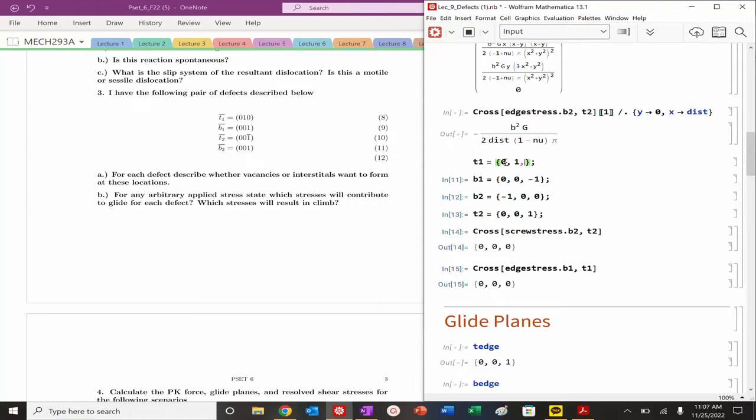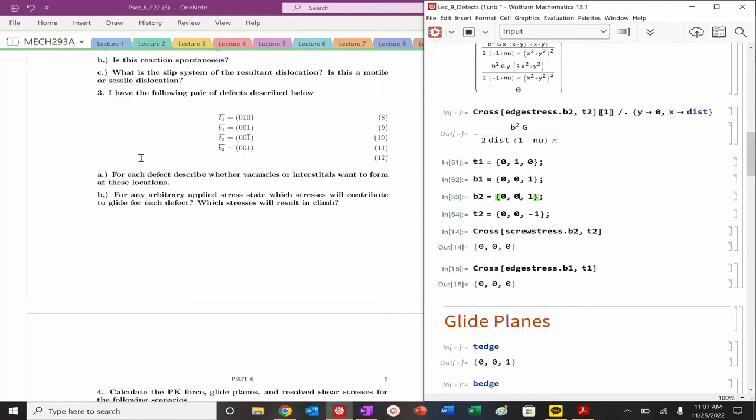0, 1, 0, and I want to do 0, 0, 1. Then Burgers 0, 0, 1, and then this is 0, 0, minus 1. I just want to double check this. 0, 1, 0, boom, boom. So we know that 1 is what? So 1 again is going to be an edge dislocation. 2 is going to be a left-hand screw once again.